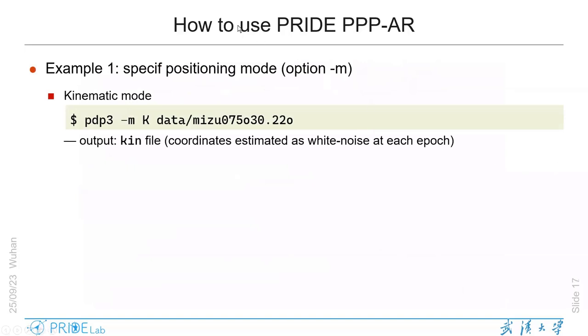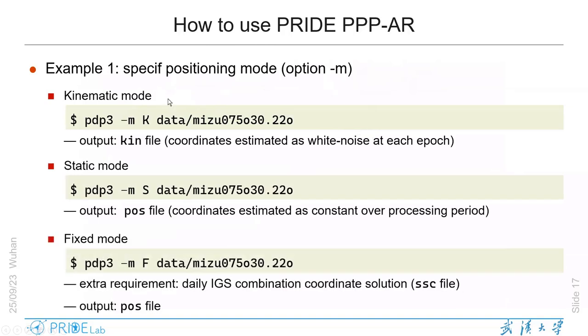Then next, let me show you how to choose a position mode. In the current version of our software, there are three positioning modes: kinematic, static, and fixed. The command line option for the mode is M, and the parameter for the option is one of the letters K, S, and F. In the result file, the kinematic mode will produce a kin file, while the other two modes will produce a post file. If you don't specify any position mode, the program will use kinematic mode by default.